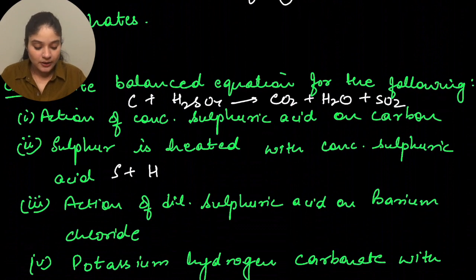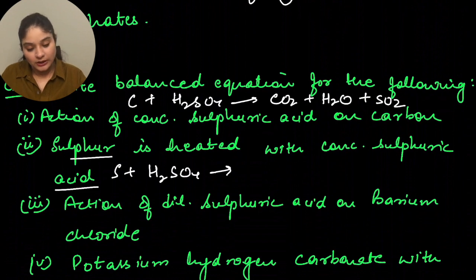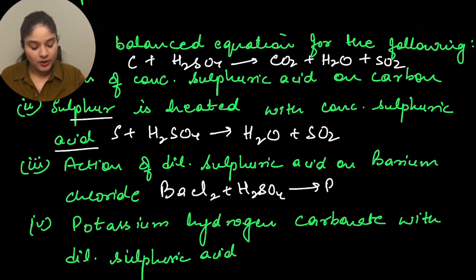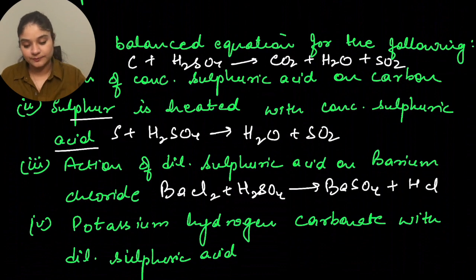So S plus H2SO4 will give you water plus SO2. That's it. Next is action of dilute sulfuric acid on barium chloride. So BaCl2 plus H2SO4 will give you BaSO4 plus HCl.